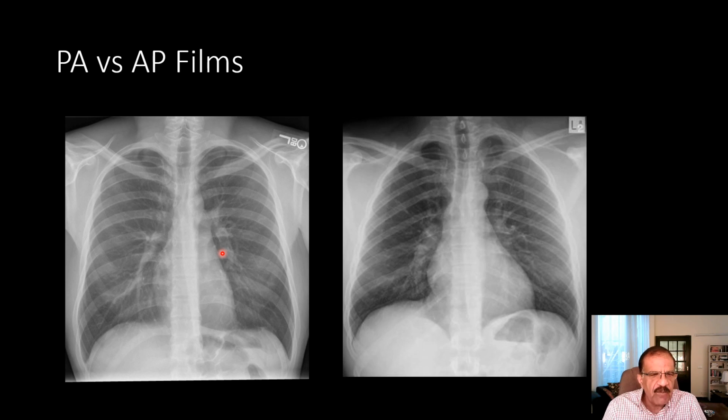Let me repeat. The division between upper and middle zone is the lower edge of the anterior end of the second rib, and then the demarcation between middle zone and the lower zone is the lower edge of the anterior end of the fourth rib.